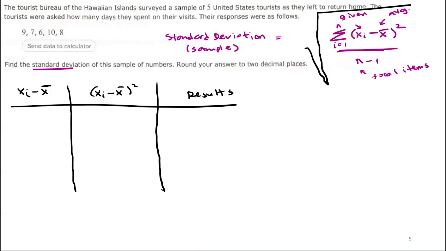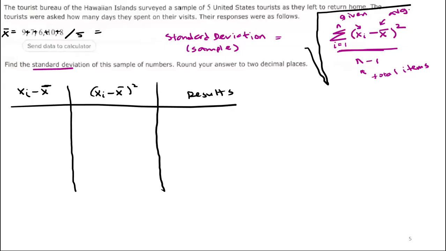So first we need to find the average. We know how to do that, right? We just take all these numbers here, so we're going to have x bar. We're going to add up all these numbers and then divide them by 5. Go ahead and do that and tell me what you get.